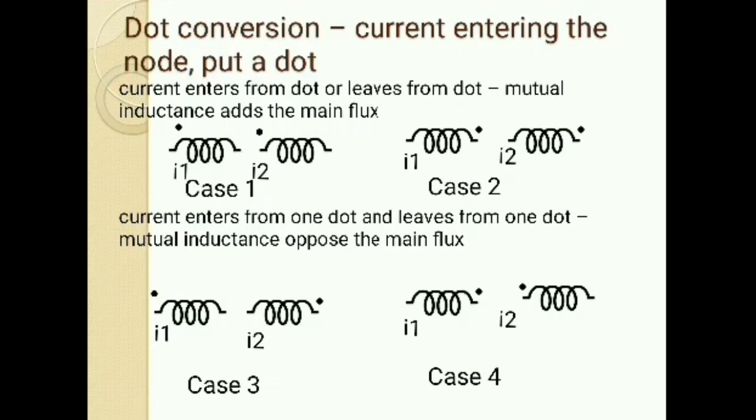If current enters at the dot or leaves from the dot in both coils, then the mutual inductance adds to the main flux and the induced mutual EMF is positive. The second case is if current enters from the dot in one coil and leaves the dot in another coil, then the mutual flux opposes the main flux, and the voltage induced by the mutual flux is negative. I think now you will get a clear idea about this.